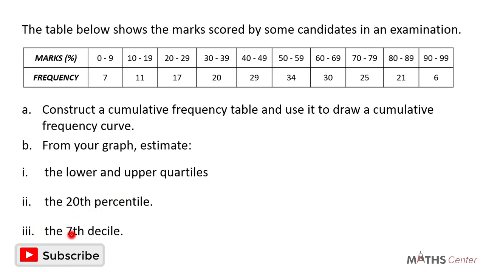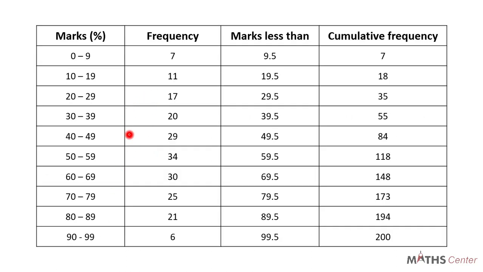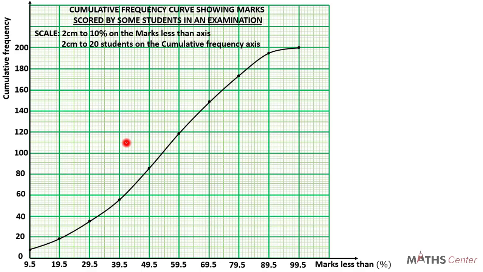I've already explained how to draw a cumulative frequency table and a cumulative frequency curve in the previous videos, so I'm sure that by this time you know how to do that already. And so I'll go straight to the remaining part of the question. This is the cumulative frequency table and this is the cumulative frequency curve. We can see that the cumulative frequency is 200, so sigma f is 200.